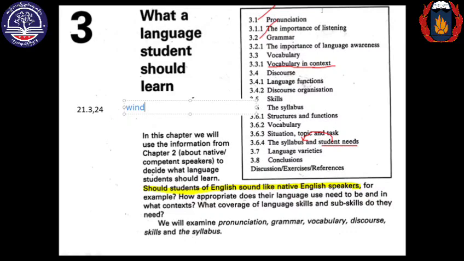So vocabulary in context means that without knowing how a word is used in the sentence, we cannot know this. For example, before WIND, if I put "I", then we automatically know this is used as a verb. So we automatically pronounce it "wynd". But the wind blew, okay?